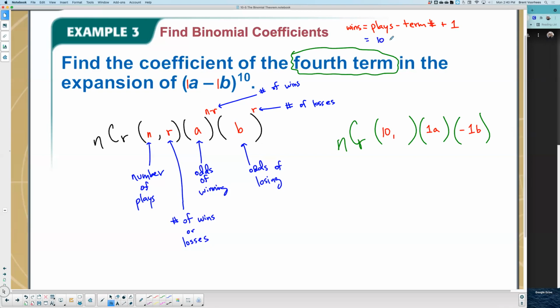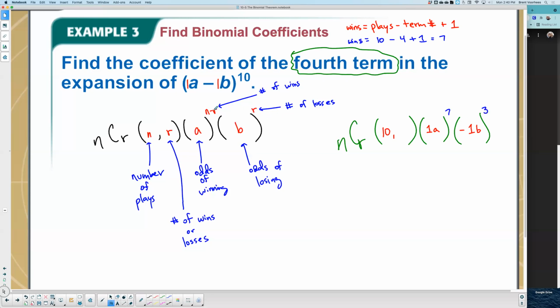10 minus the fourth term plus 1. What is 10 minus 4? 6 plus 1 is 7. We're going to have 7 wins. So wins is going to be 7 wins. And now if you win 7 out of 10 games, how many did you lose?